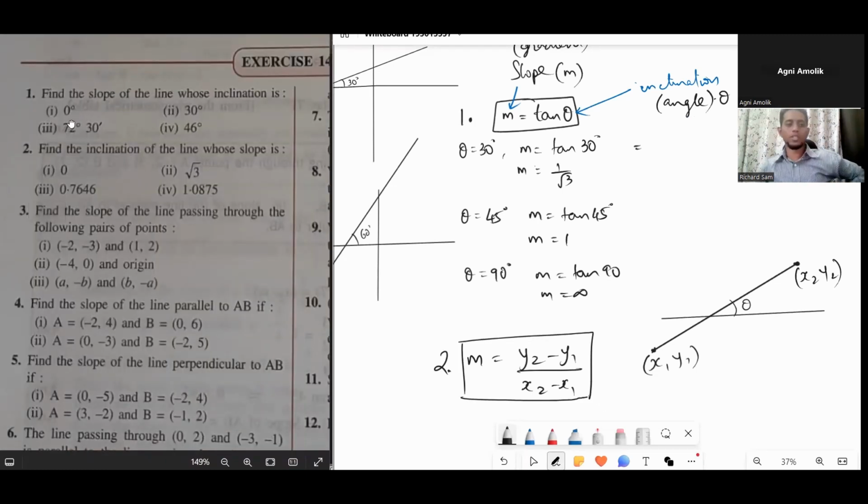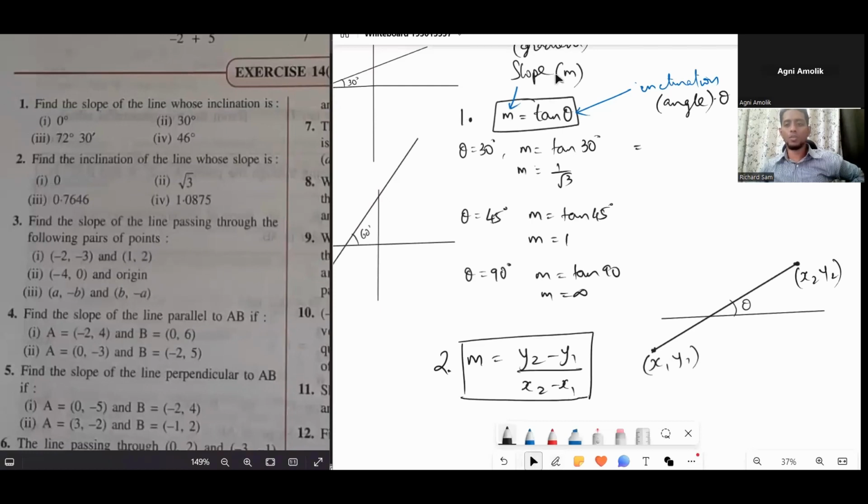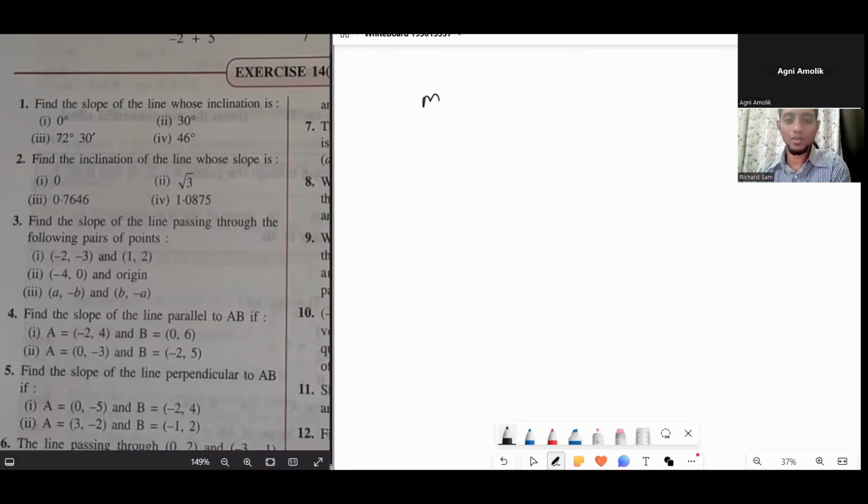Look here now. See the first question there, 14b. Find the slope, meaning m, of a line whose inclination is given. Which formula do we use here? The first one, tan theta. So tell me the slope. First one, 0 degrees. Tan 0 is how much? You have to use the formula: m is equal to tan 0. What is tan 0? 0. Second question, 30 degrees. So m is equal to tan 30, which is 1 upon root 3.